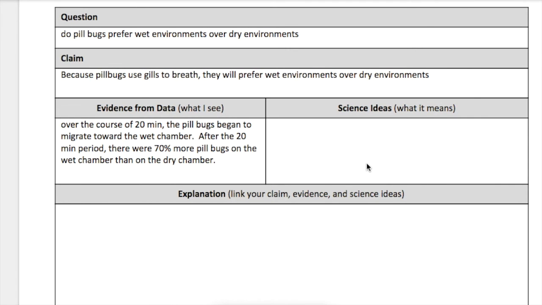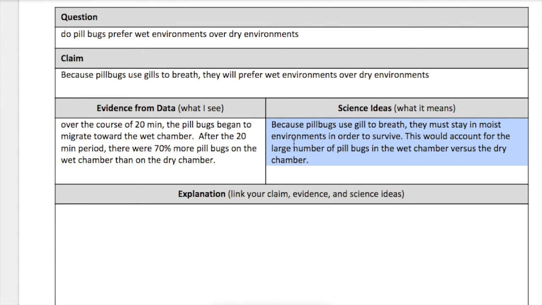In the science idea section, this is where we discuss the why of our data. Oftentimes, the background information on our write-ups can give us help with this. And so for the why of our lab, we're going to write, because pill bugs use gills to breathe, they must stay in moist environments in order to survive. This would account for the large number of pill bugs in the wet chamber versus the dry chamber.